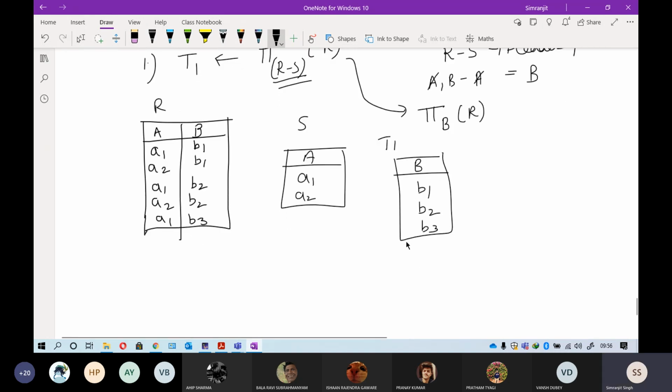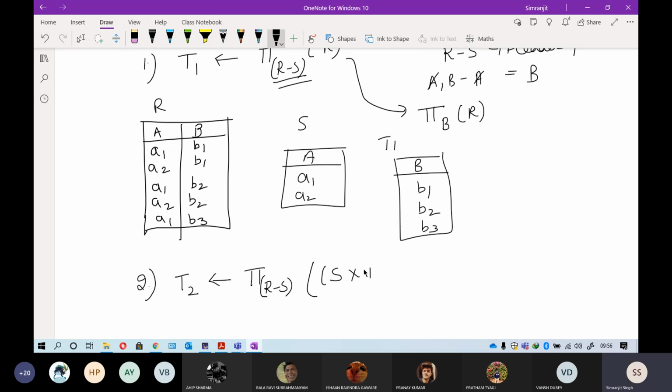Now, the second step is a little bit complicated; this is the only complicated step here. Again, it will be T2, and then again the same thing, R minus S. Here R minus S actually means B, because we have already performed R minus S. Again, it is on the header part. Now only this step is a little bit difficult, that is S into T1.